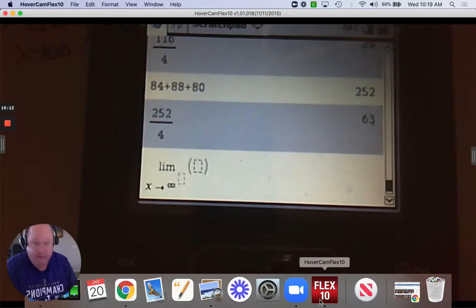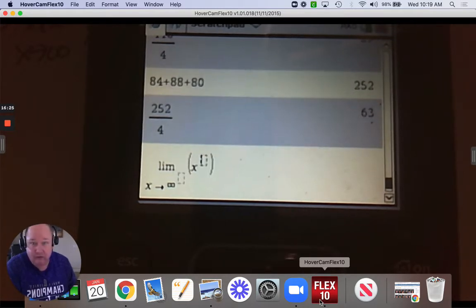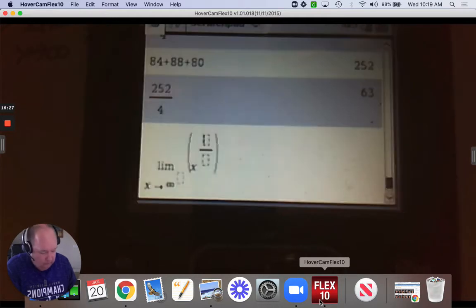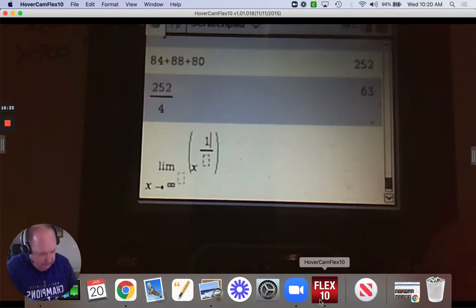This would be if it was a right or left-handed limit, so a plus or a minus, but we don't have that for infinity, so you can leave it blank. Then here you just type in x to the exponent. Make sure it's a fraction, and it's 1 over x. So control divide makes it a fraction, and then the exponent again is 1 over x, and that's it.